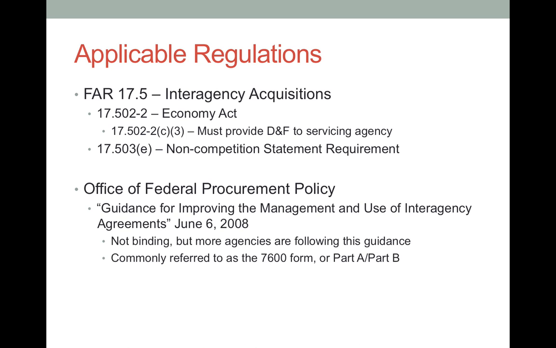The Office of Federal Procurement Policy, or OFPP, has also created a very detailed guide to interagency acquisitions. While it's not mandatory, and I would argue it is quite excessive, it is the most complete guide to the transactions. A link to the guidance is in the video description. This guidance is what created the Part A, Part B system and formed the basis for the Department of Treasury's 7600 forms.